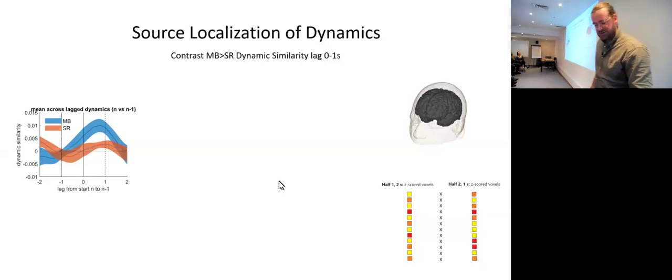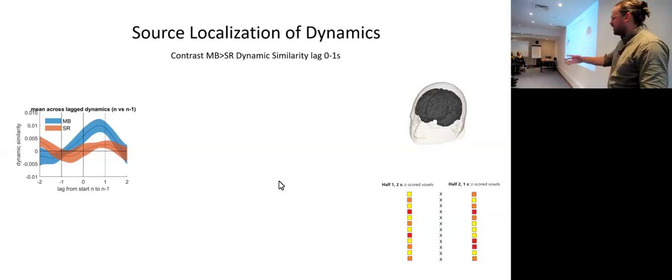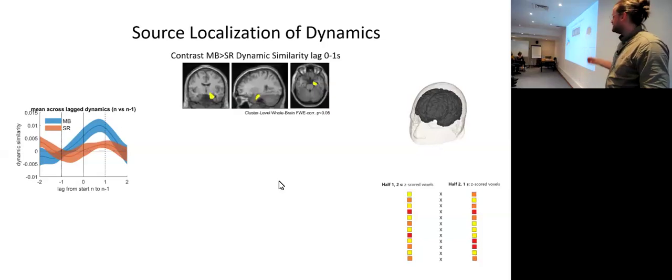When I do that, there's only one area that survives a whole brain family-wise correction, and that is the right hippocampus and right entorhinal cortex, which incidentally is the area which, in the lesion study that I worked on before, I showed that damage to this place impacts patients' ability to do model-based planning.